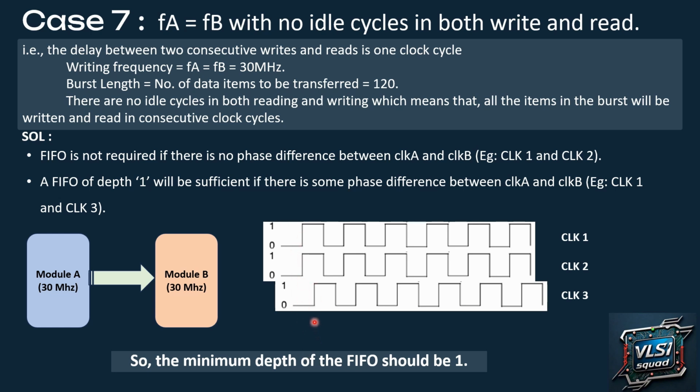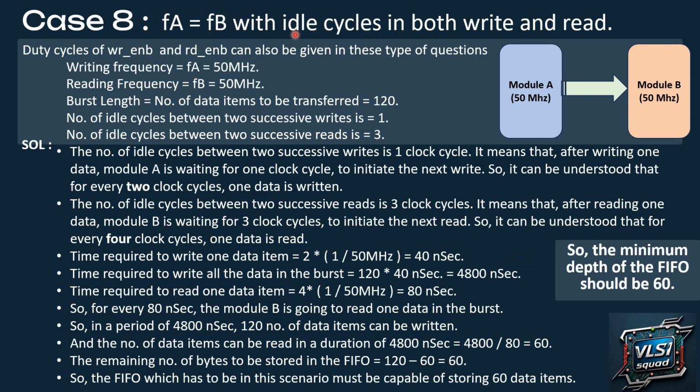If there is a phase difference, when we send data from the sender, that is clock 1, we don't know when the receiver is reading, so there may be data loss. So for that, we need a FIFO of size 1 in order to avoid any possible data loss. And this is the next case.